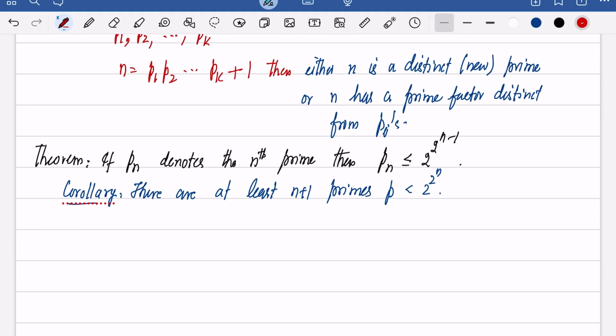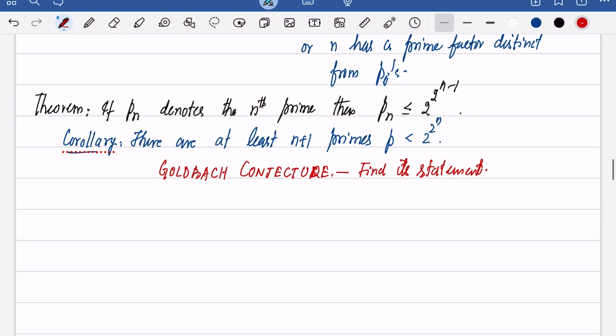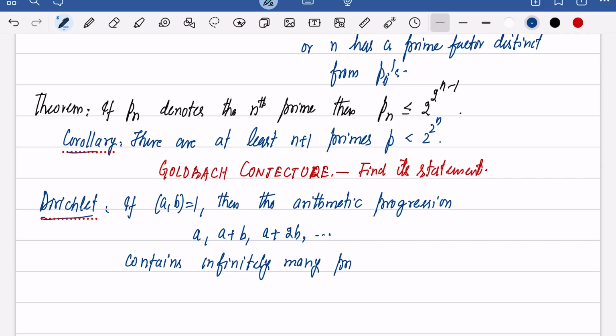Now here we mention just one name, that is the Goldbach conjecture. We will not take up the statement of the Goldbach conjecture, and it will be left as an exercise for you to find it yourself. So find the statement. Now let's write down another result given by Dirichlet, again regarding the primes. If a and p are relatively prime numbers, that is their GCD is 1, then the arithmetic progression contains infinitely many primes. This is the result given by Dirichlet.